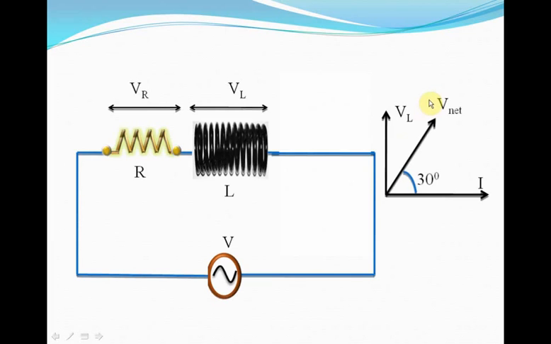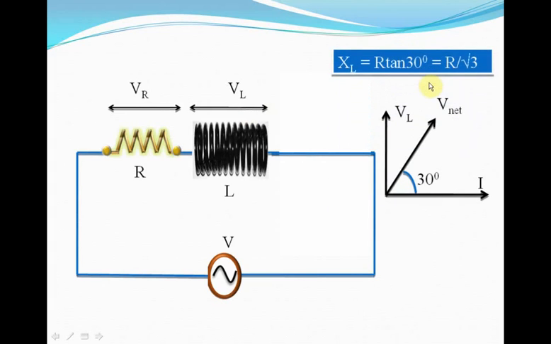Now, if the voltage leads the current by 30 degrees, that means that tan 30 degrees is equal to XL divided by R, isn't it? There's no doubt about it. After all, if the voltage leads by 30 degrees, in that case, the net impedance consisting only of L and R also leads the resistance by 30 degrees. So XL by R is tan 30 degrees, or XL is R by root 3.